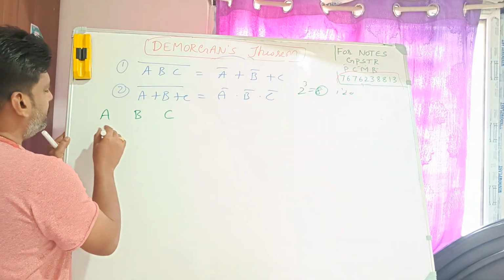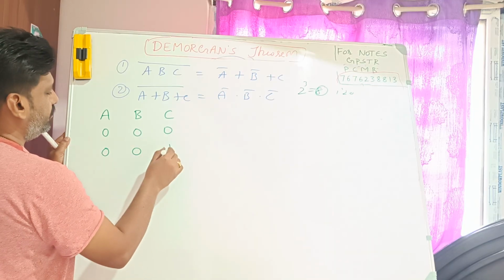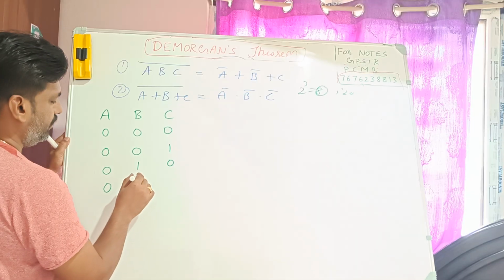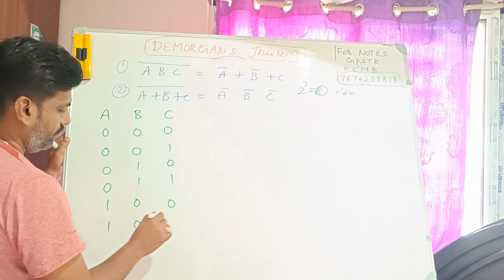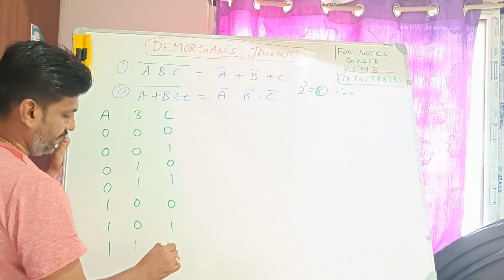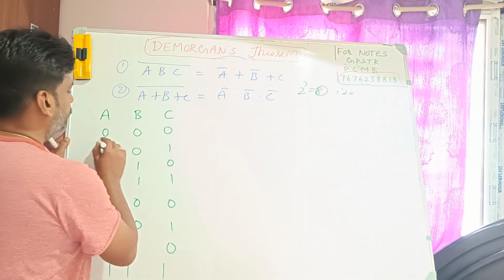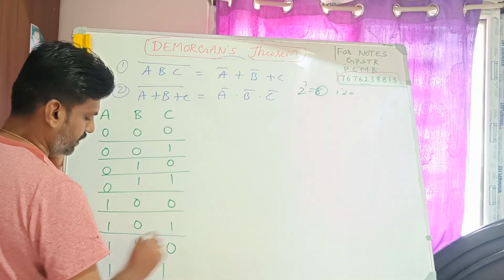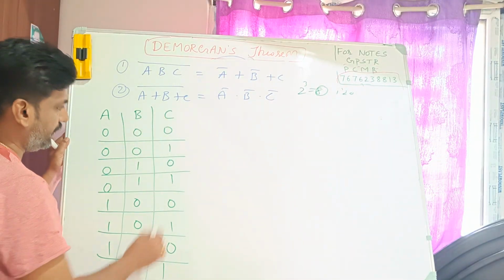So we'll write the first possible combination: it is 000. Second possible combination 001. Third 010, and so on up to 111. So we got 7 possible combinations. Sorry, 8 possible combinations, right? So we'll see now one by one.